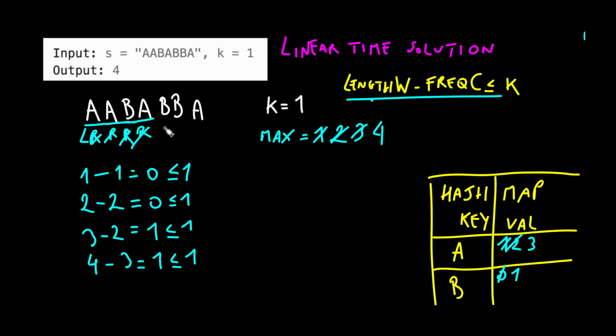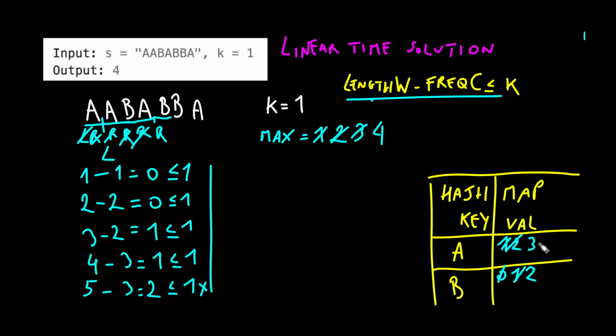Now we want to move R again. R is going to be here. We update our hash map, so we've got B appearing twice and A 3 times. We do the same thing: we get the window length, which is 5, minus the most frequent count, which is 3. 5 minus 3 is 2, which is actually not a valid window because 2 is greater than 1. What we want to do is move L one position. So L is now going to be here.